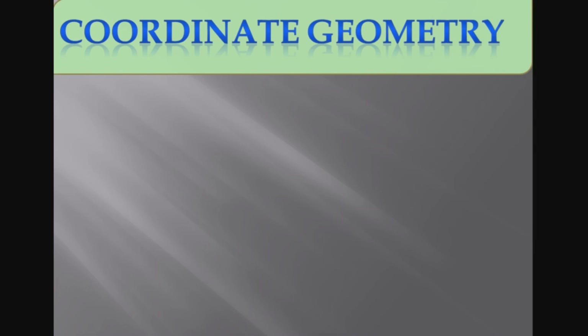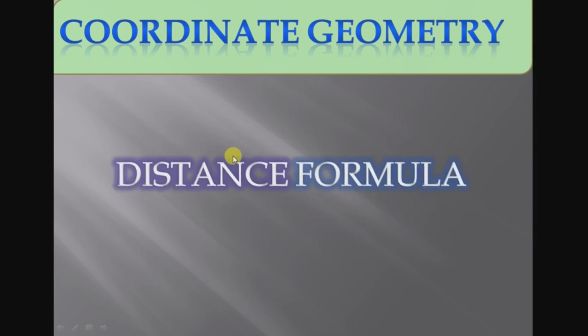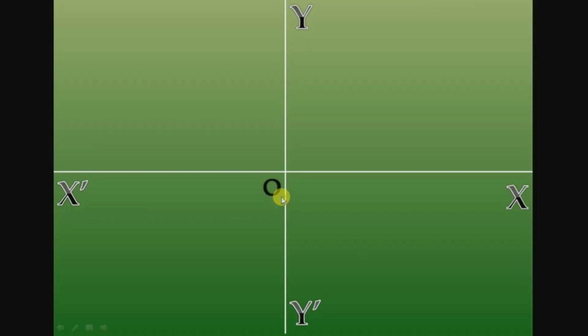Hello everyone. Today my topic is coordinate geometry and we'll discuss the distance formula. Before that, let me discuss the coordinate system. You will see two straight lines perpendicular to each other. The horizontal line X'X is known as the x-axis and the vertical line Y'Y is known as the y-axis. The x-axis and y-axis intersect each other at the point O, which is known as the origin, whose coordinates are 0, 0.